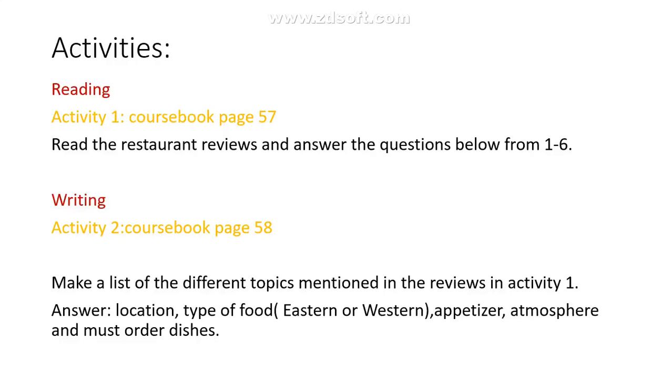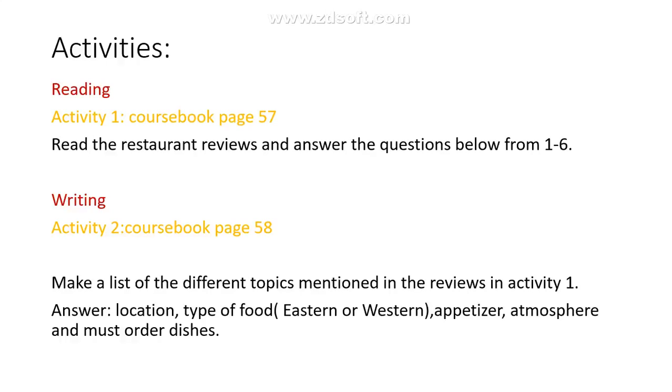The activities in our lesson, we have the first section in reading. We have activity 1, course book, page 57. Read the restaurant reviews, and do you know the meaning of the word reviews? Reviews, it means reports. Read the restaurant reviews and answer the questions below from 1 to 6. So you should read the reviews. We have 3 reviews here, and you should answer the questions from 1 to 6.